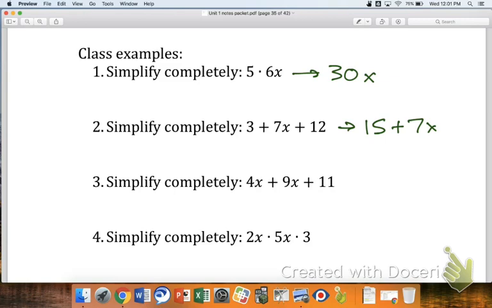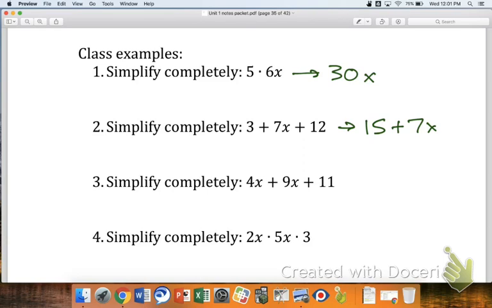Why can't I say that this adds up to be 22x? Why would that be wrong? Because you have to multiply 7 by x first. Well, yeah, it would need to be a 15x to go with the 7x. And it is kind of an out-of-order operations situation there. So those are unlike terms, right? 15 and 7x are not like terms. So what Jaden said originally is definitely correct.